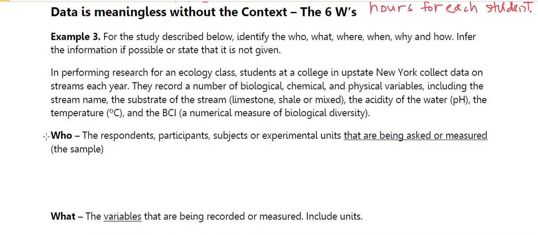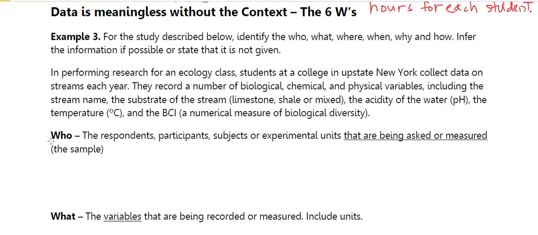Okay, so let's talk about the 6 W's. Well, one is an H. Who, what, why, where, when, and how. The who are the respondents, participants, subjects, or experimental units that are being asked or measured. You could also think of it as the sample.